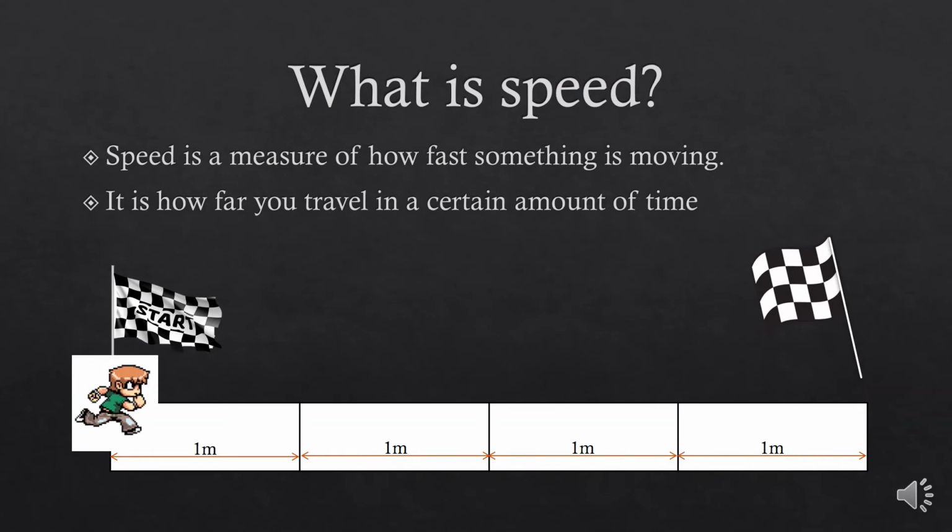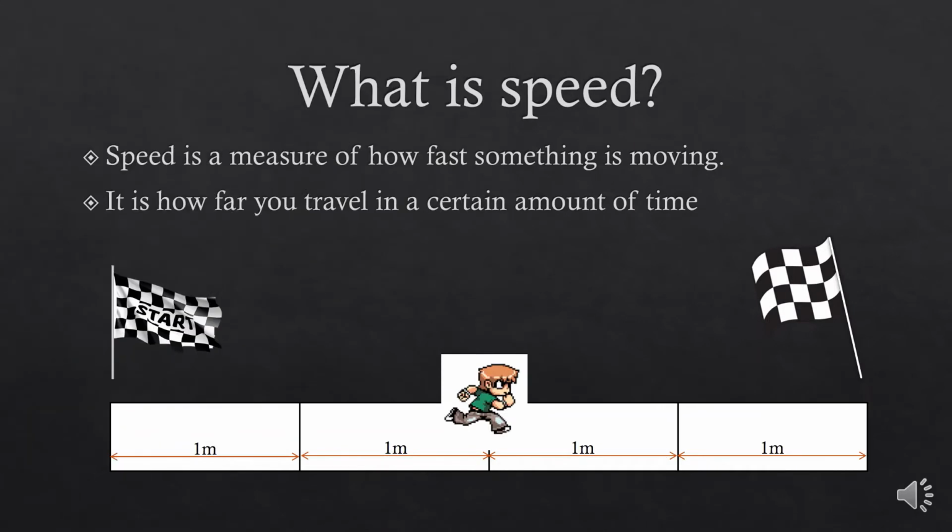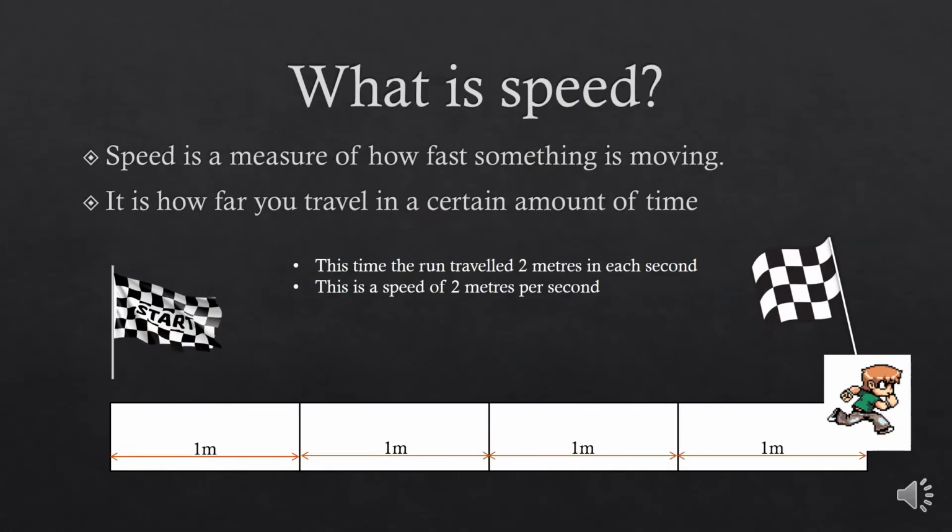Okay, so let's have an example of what happens when somebody's moving faster. This time the person's running. Again, they're starting at the 1 meter mark and seeing how far they get. So after the first second, they're now at 2 meters. So they've run 2 meters in 1 second. That's a speed of 2 meters per second. Now they have run the extra 2 meters in another second. So they have now run 4 meters in a total of 2 seconds, which gives them a speed of 2 meters per second.